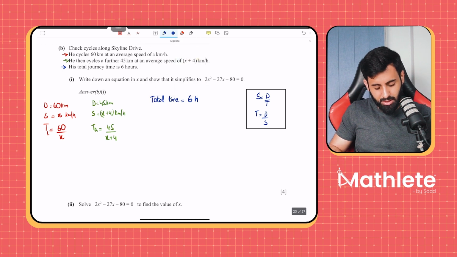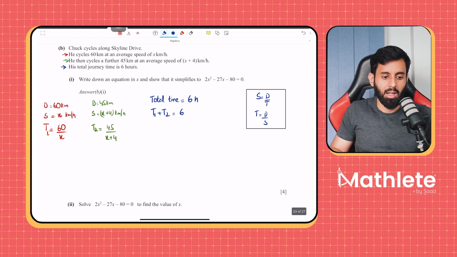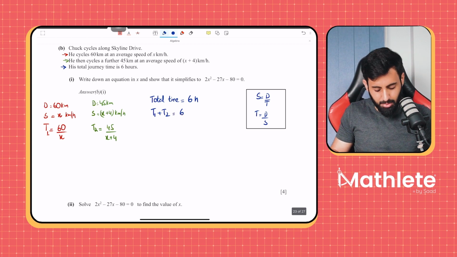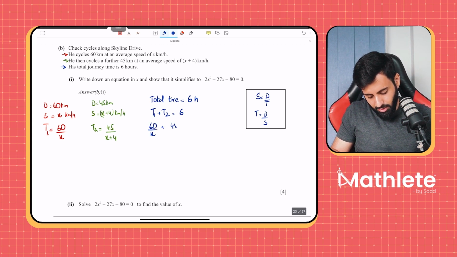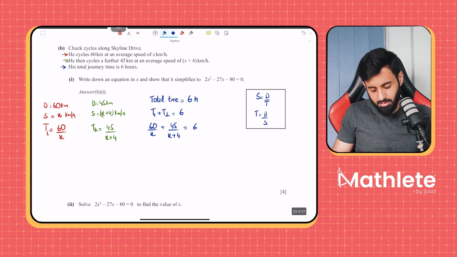Total time means, like you said, T1 plus T2. Basically, the time taken for the first part of the journey and the time taken in the second part of the journey is equal to 6. So what does this mean? 60 upon x plus 45 over x plus 4 equals 6. Now what do you have to do? You have to take the LCM, cross multiply. If you do everything correctly, this is what it should boil down to.